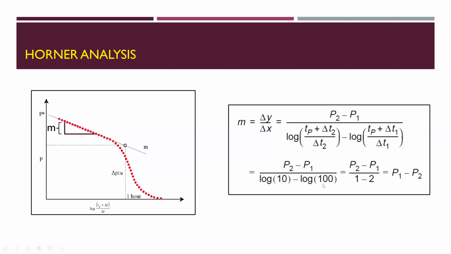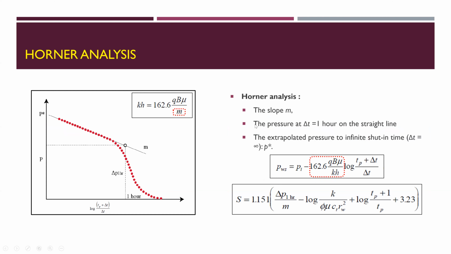So this will be very simple. Log 10 will be 1. Log 100 will be 2. So you can see here, the final slope will be only the difference between P1 minus P2. So what do you need exactly? Just represent the horizontal delta x to be a log cycle exactly. Then delta y will be the same value as m. The process is the same. Once the slope is known, you can estimate the kh product. After that, the skin in the same way.